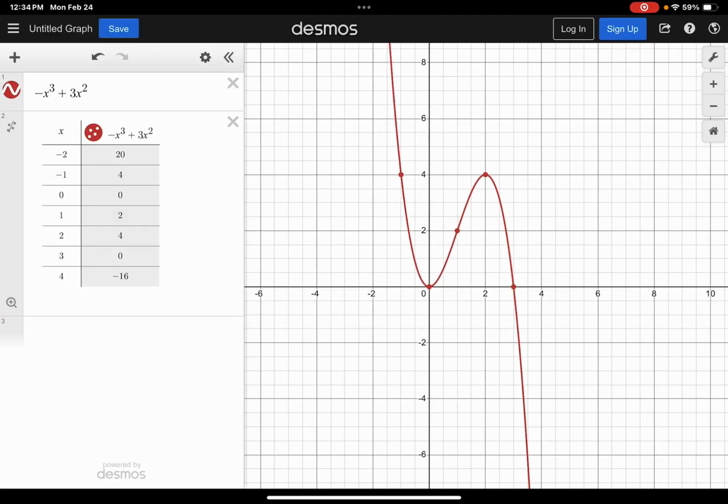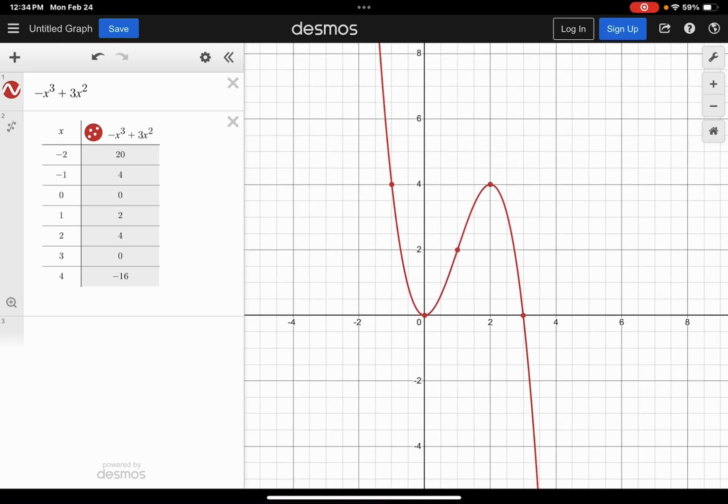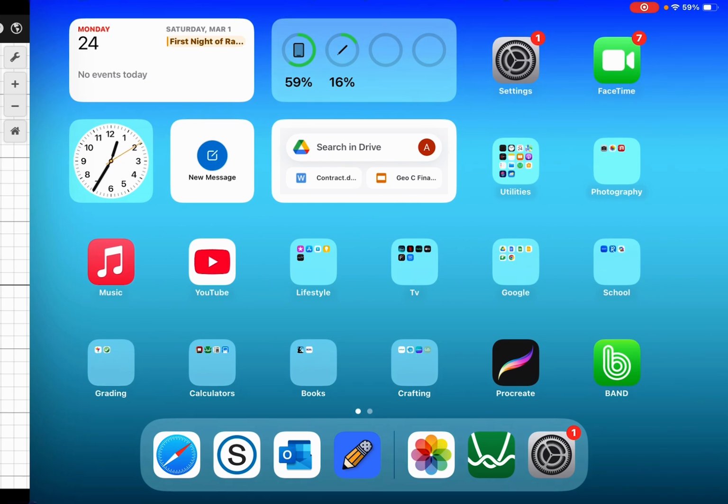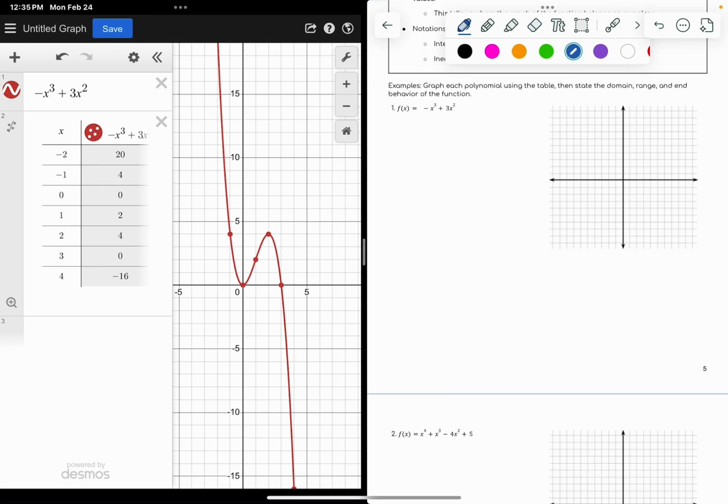So I graphed my function and then I created a table in Desmos. And if you don't know how to create a table in Desmos, you just click on the setting button. And then for whatever function, that little table is what you click and it will auto-generate a table for you. So I'm going to split view my screen so that I can see the questions as well as my table and graph here.